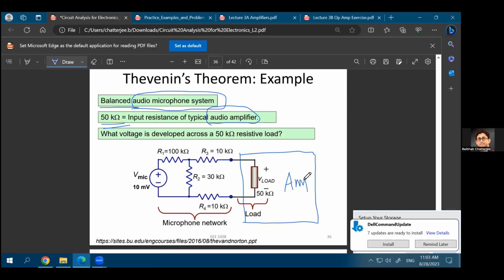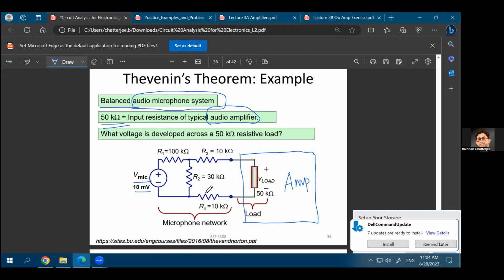But again, we are not looking into the amplifier. We just want to look at the input resistance of the amplifier. And remember that we talked about the input resistance of an amplifier in the previous lecture, which is a non-ideality. Ideally, it should have been infinite. This is the input resistance in this case, the 50 kilo ohm input resistance that you see for the amplifier. And you want to find out how much voltage is available at the amplifier's input if your input voltage is 10 millivolts. And we want to solve this using Thevenin's theorem.